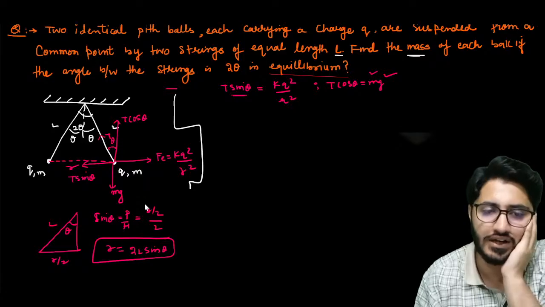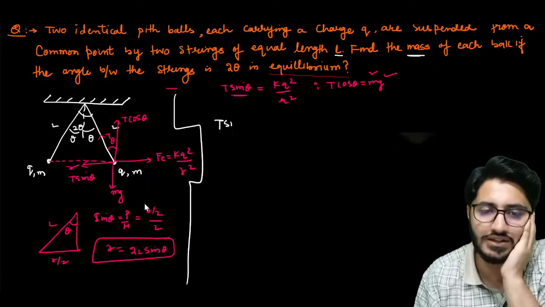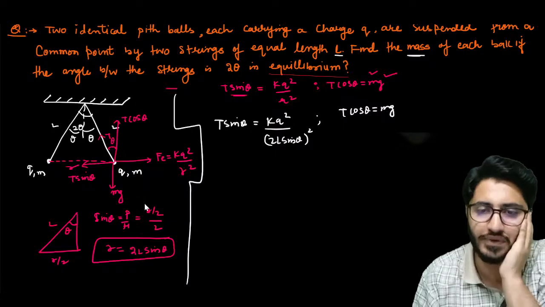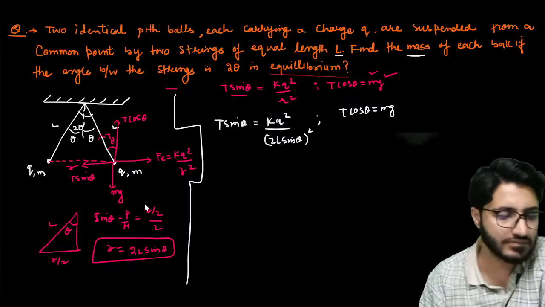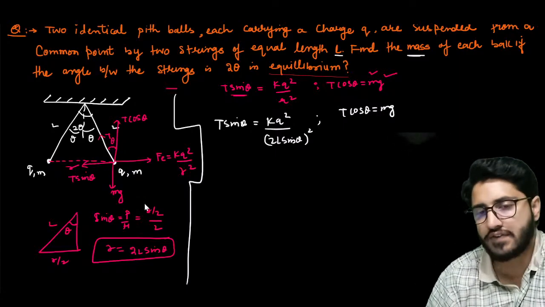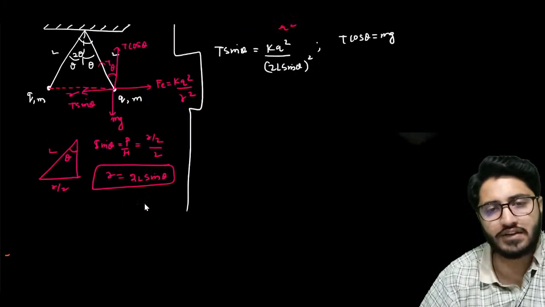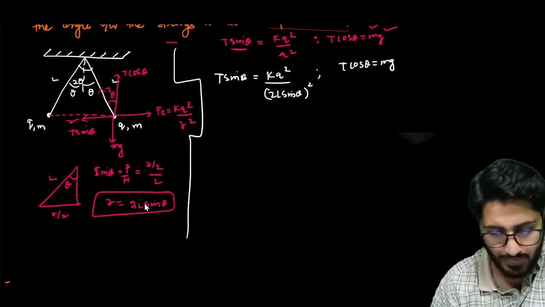I will change the color. So I can write T sin theta is equal to KQ square divided by R square, where R is equal to 2L sin theta. Then I have T cos theta, which is equal to mg. Simple. Now let us divide equation first and second. Let us divide these two.